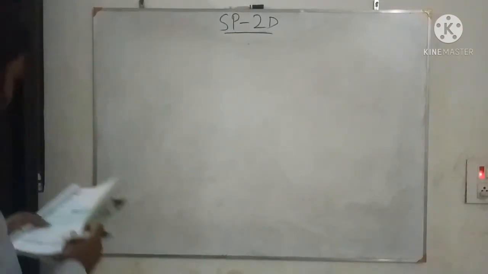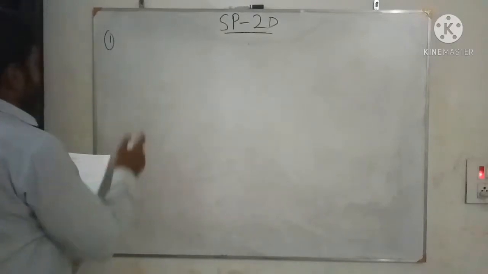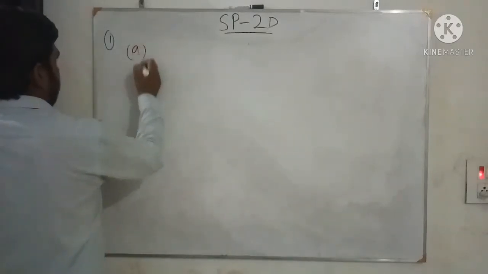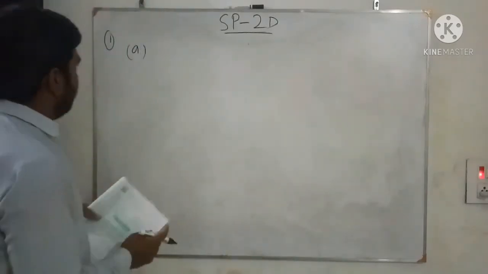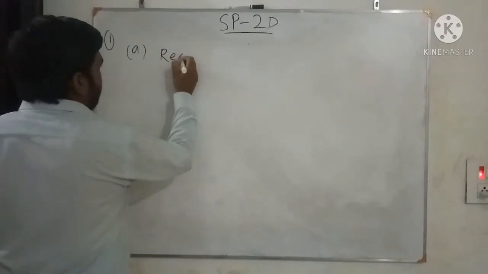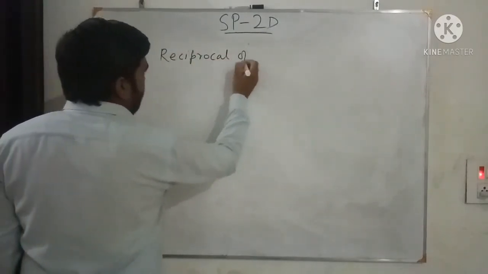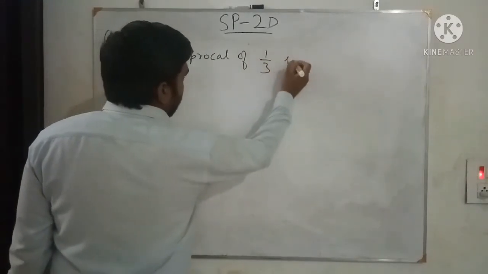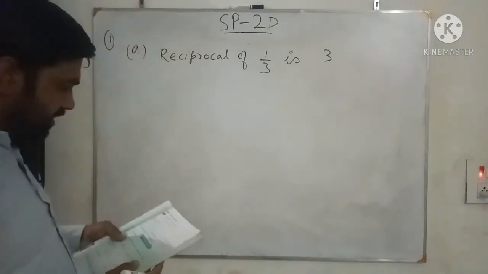Now self practice 2D, first question. Find the reciprocal of A. Reciprocal means its inverse. So the reciprocal of 1 by 3 will be what? The reciprocal of 1 by 3 is 3. Its inverse.